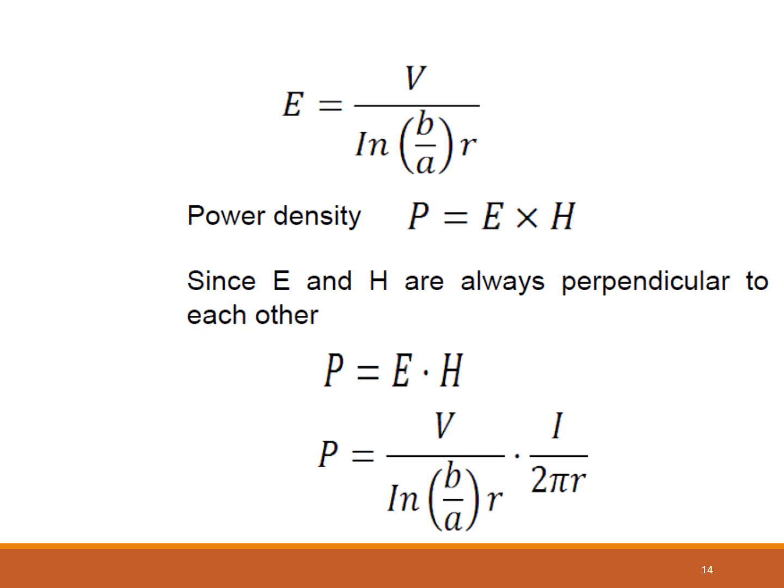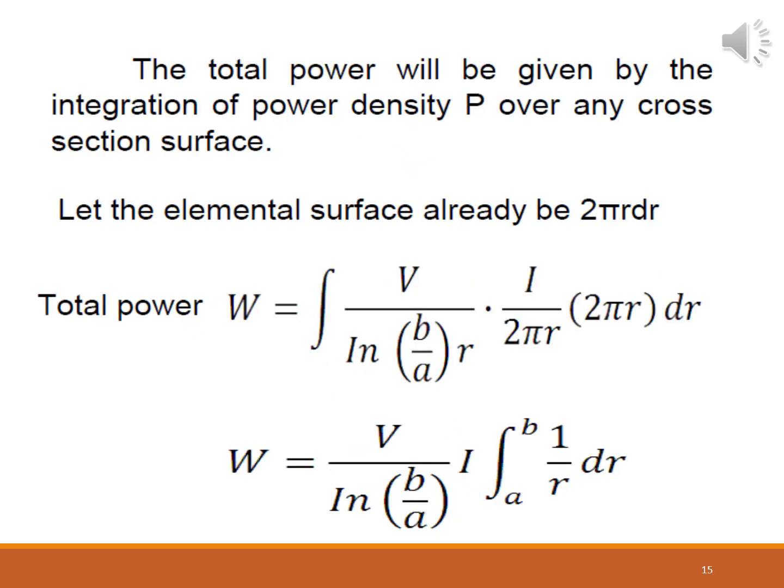So the expression that you obtained for E is substituted, and the expression that you obtained for H, I by 2 pi r, is also substituted. When you substitute, this is the expression that you get for P. So now we have obtained the equation for the power density.